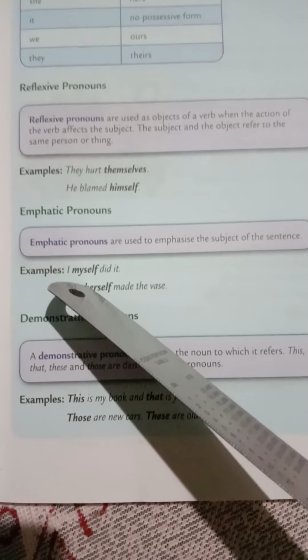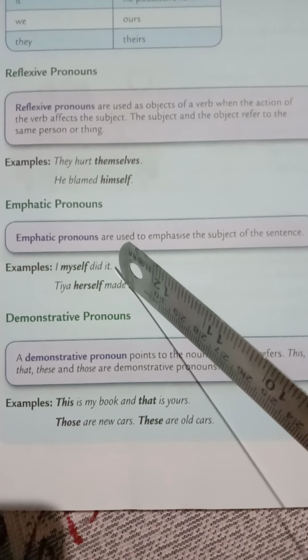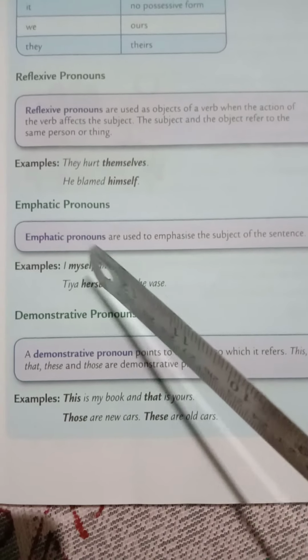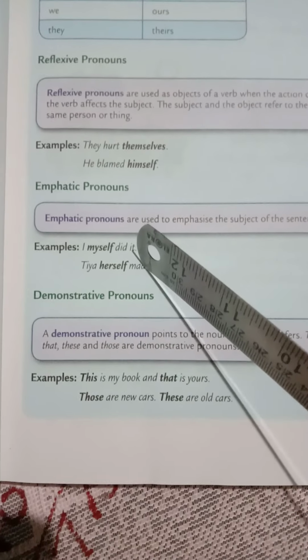For example, I myself did it. Tia herself made the vase. So here they are used to emphasize the subject of the sentence. So who is the subject here? In the first sentence, myself. In the second sentence, herself. So here they are used to emphasize the subject in the sentence. Okay. Myself and herself, this is emphatic pronoun.